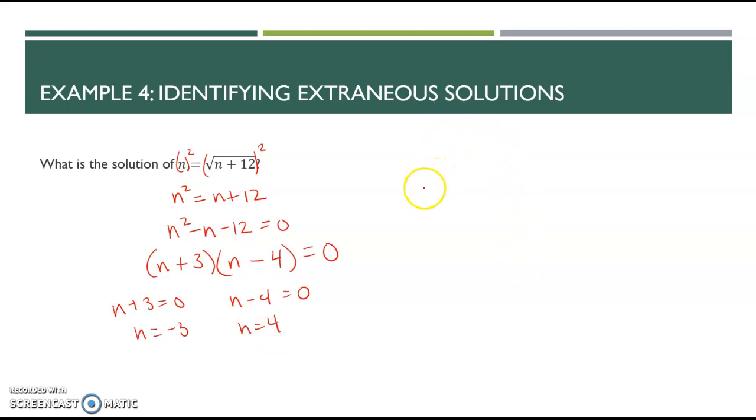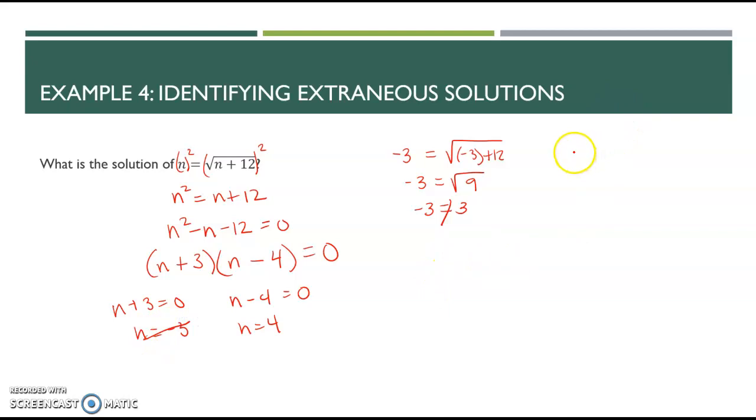Obviously, if we're talking about this after an extraneous definition, we're probably going to have an extraneous solution, but always remember, double check all apparent. So I'm going to plug in. I've got negative 3 equals the square root of negative 3 plus 12. So we're going to get negative 3 equals the square root of 9. So at this point, I get negative 3 equals 3. That's not true. So right now, negative 3, oh, there it is. Negative 3 is an extra solution.